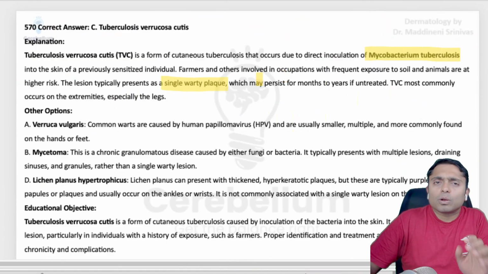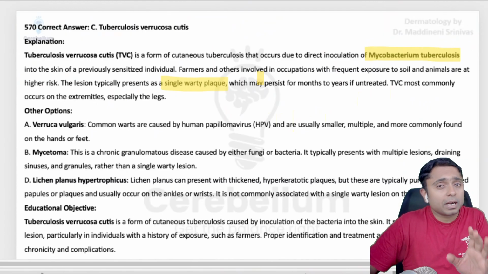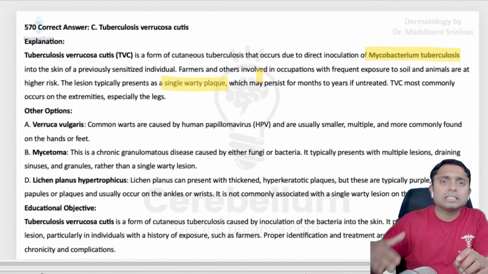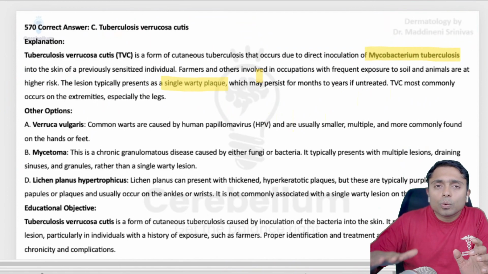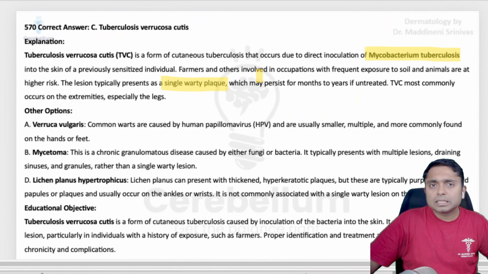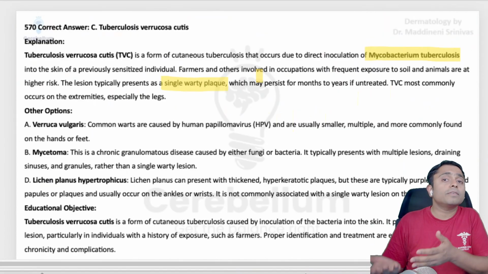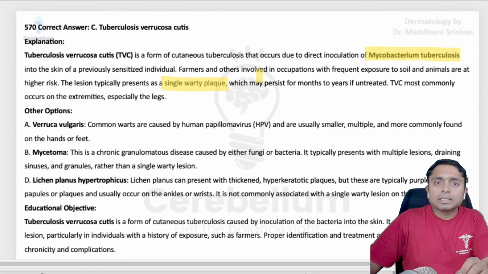And also remember, in children, the lesions are going to be seen over the buttocks. That is also one more possibility, because children will be sitting over their buttocks. And if there is a person who has tuberculosis and he spits over the ground, then there is a possibility of inoculation through the buttocks in the child.